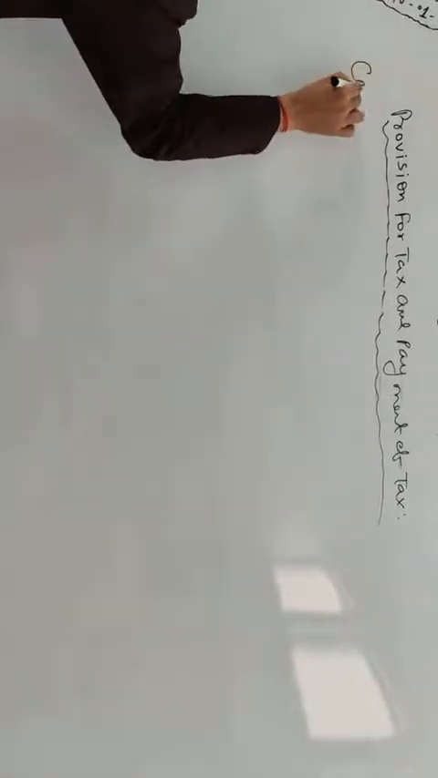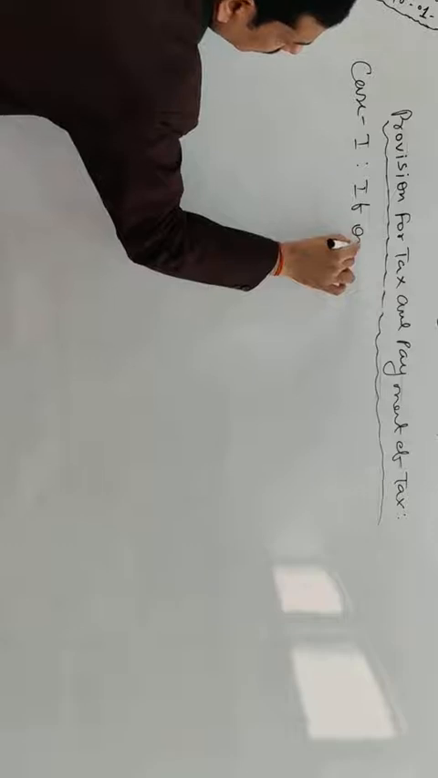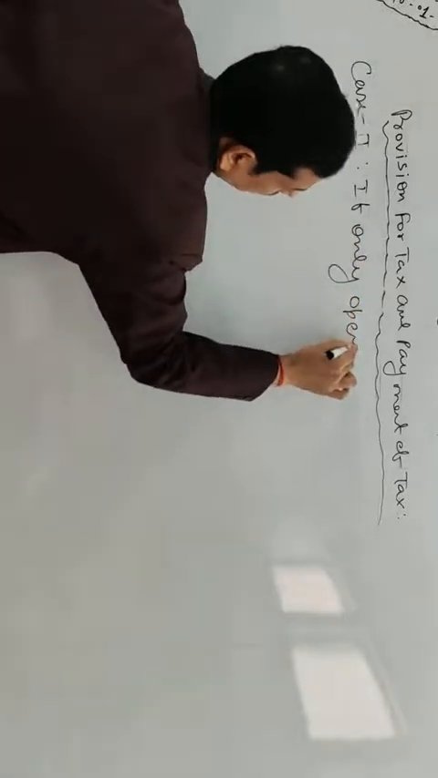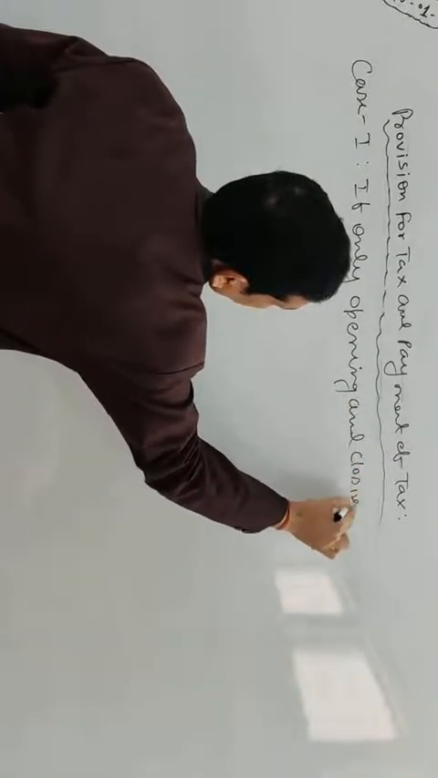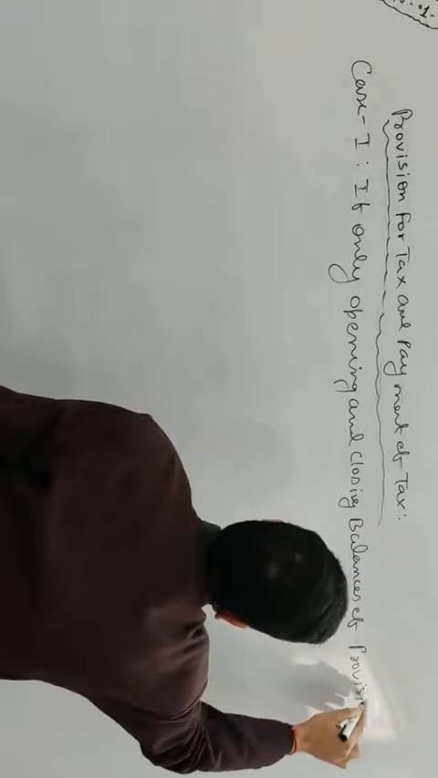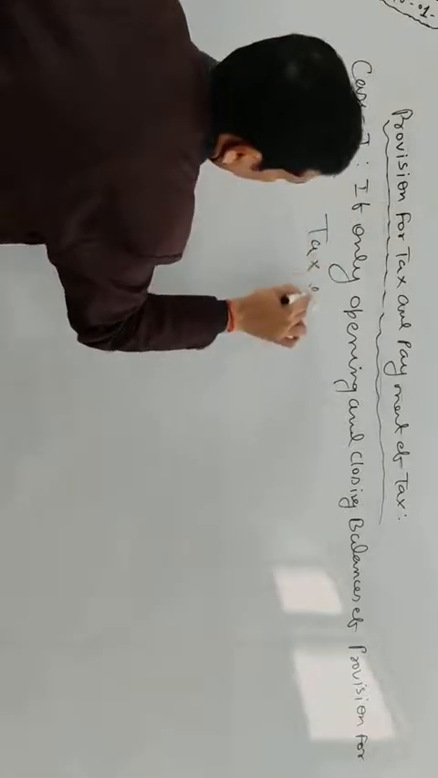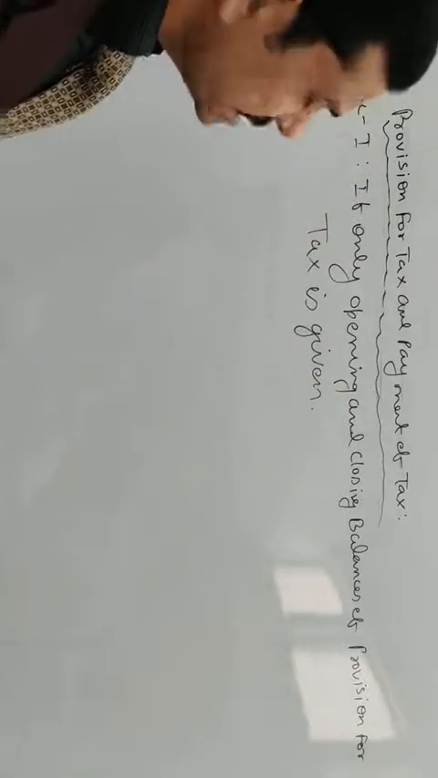Okay? So case 1. First of all, write case 1. If only opening and closing balances of provision for taxes are given, what will you do in that circumstance?